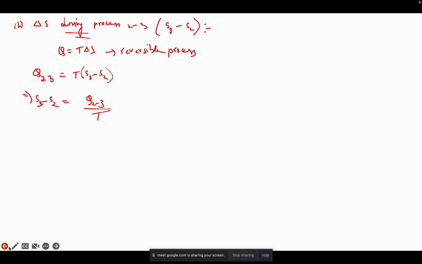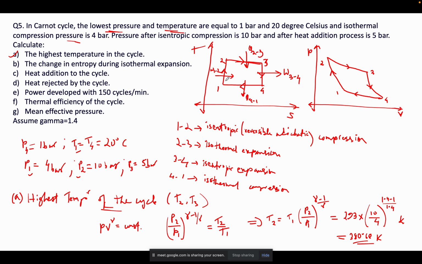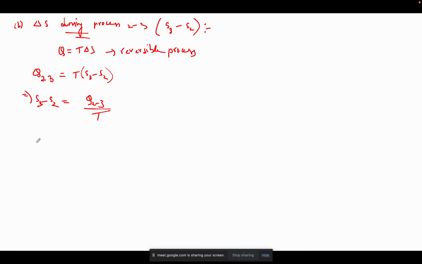Now we just need to find out what Q2 to 3 is. Let us apply the first law of thermodynamics, and the efficiency equation for the Carnot cycle.